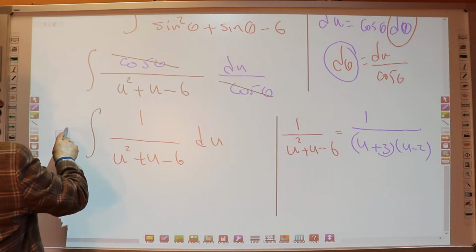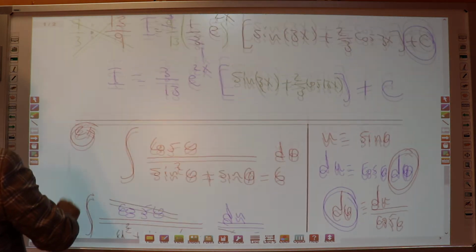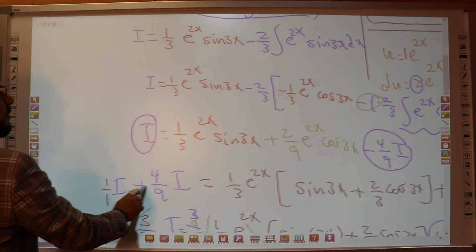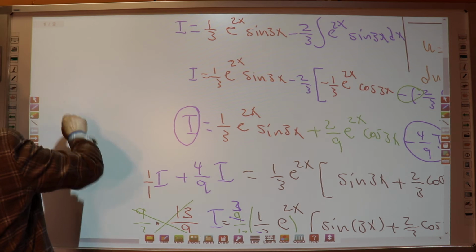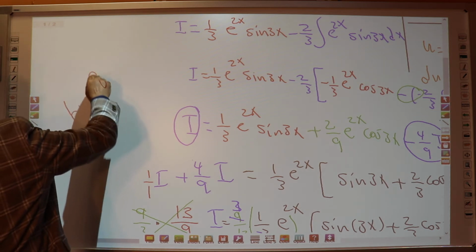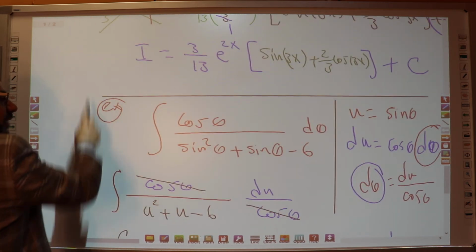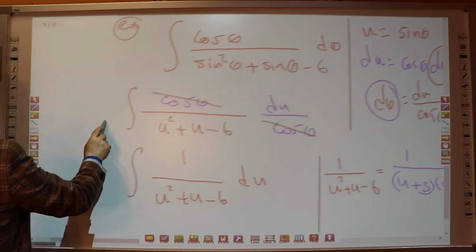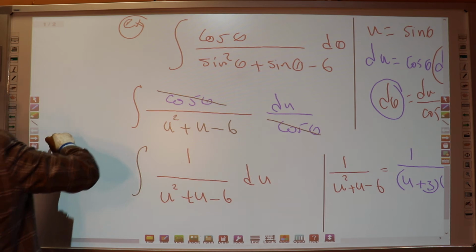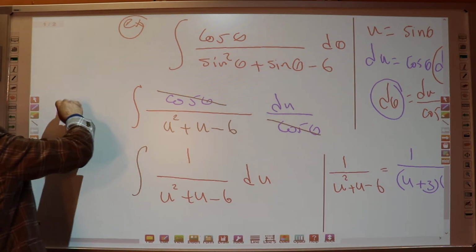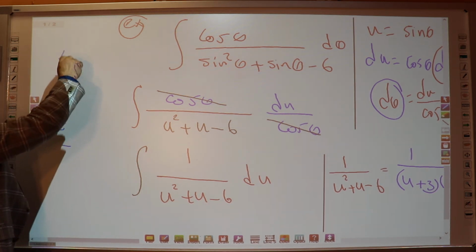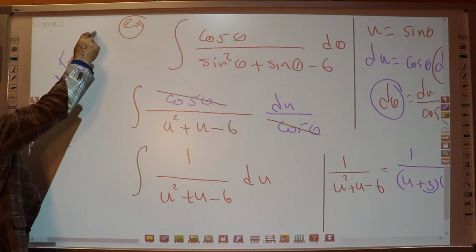Then my method here is what? The first one was by parts. Integration by what? You see the method? That's what I did, by parts, right? Different method. Here, I'm going to use partial fractions. Different methods, right?